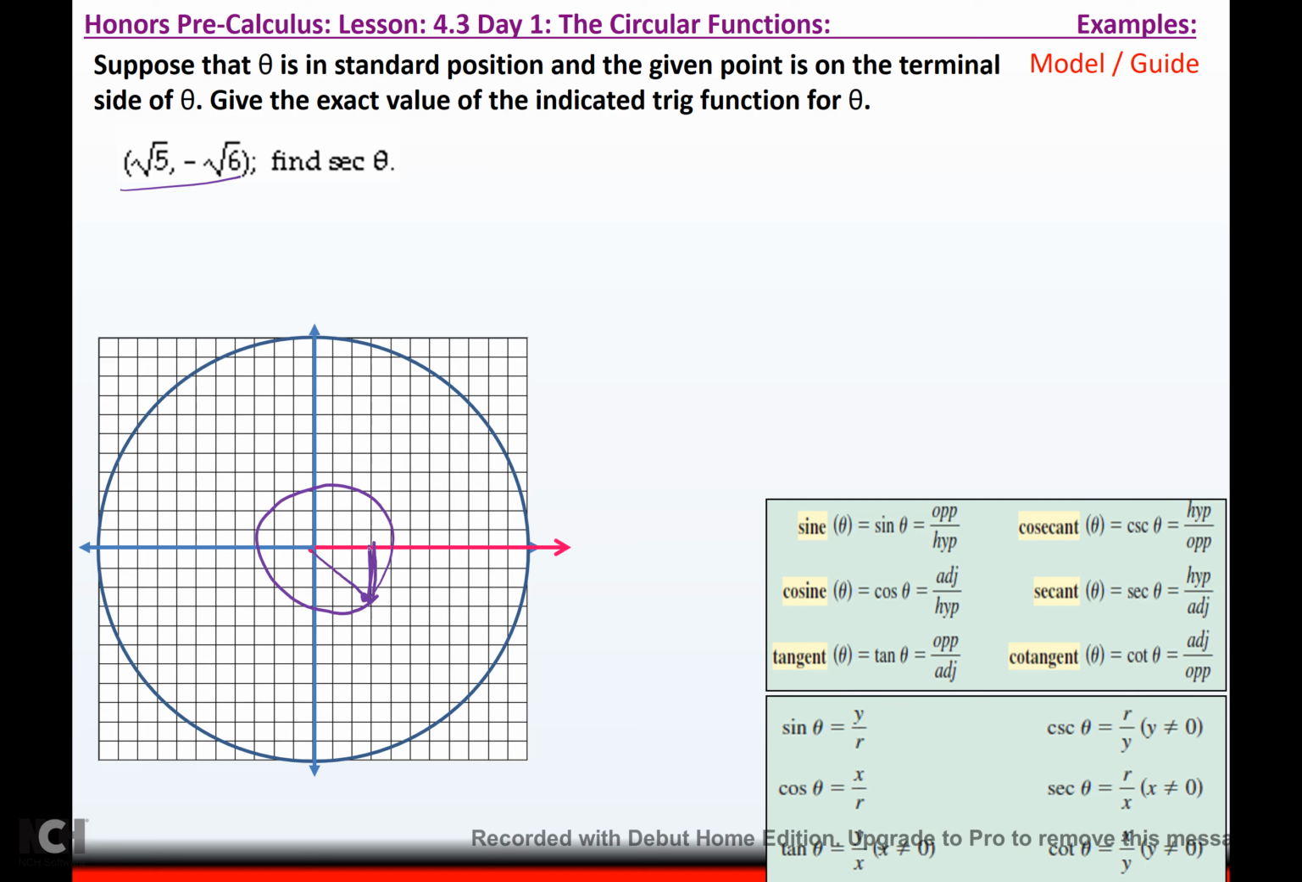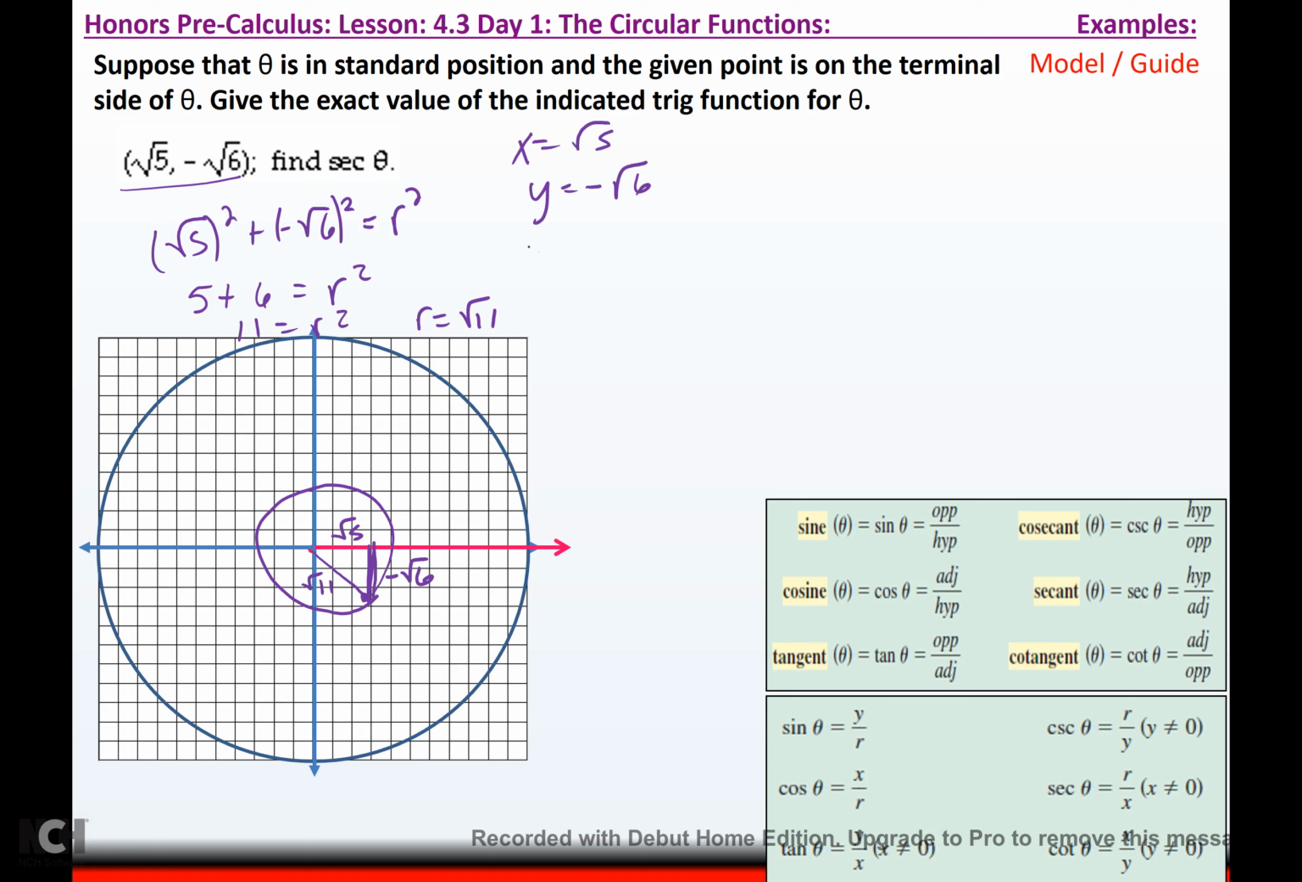If I drop my altitude down, or back to the x, this is the square root of 5, this is a negative square root of 6, so to get my hypotenuse, leg squared plus the leg squared equals hypotenuse squared, which in this case is my radius. So if I square square root of 5, I get 5. If I square negative square root of 6, I get 6, equals r squared. That's 11. So my radius equals the square root of 11. So x is the square root of 5, y is the negative square root of 6, and r is the square root of 11.